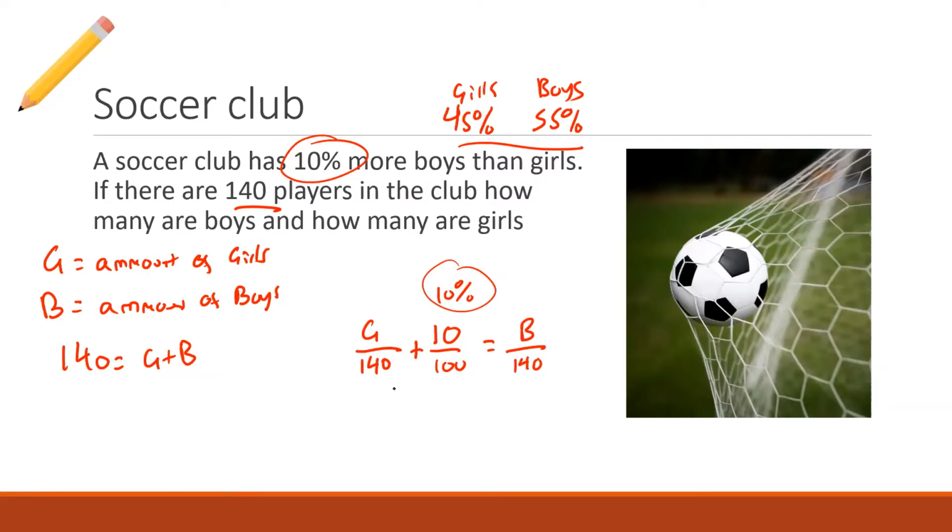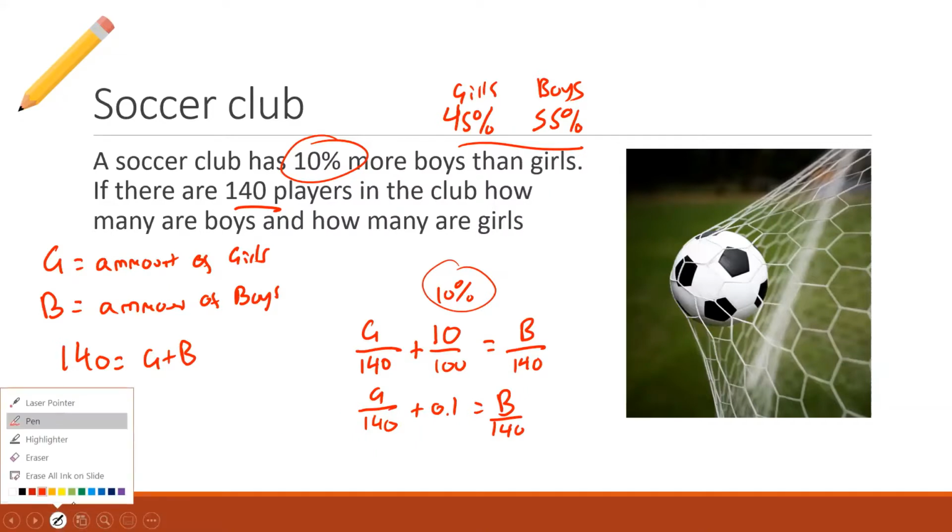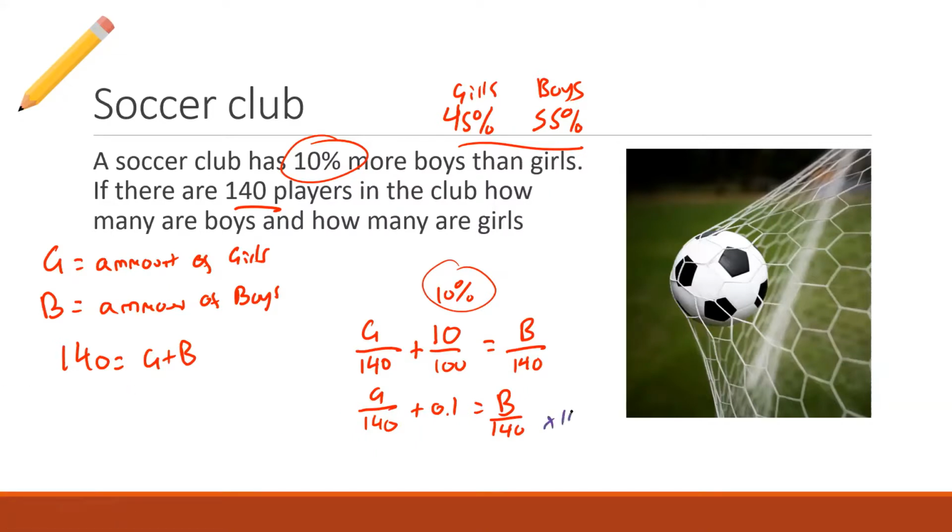Now, if I simplify this a little bit, and I simplify it a little bit more, how I can simplify it the best is to multiply everything by 140. Now, if I multiply everything by 140, what that will do is that will cancel this and this, and it will turn this equation into G plus 14 equals B.